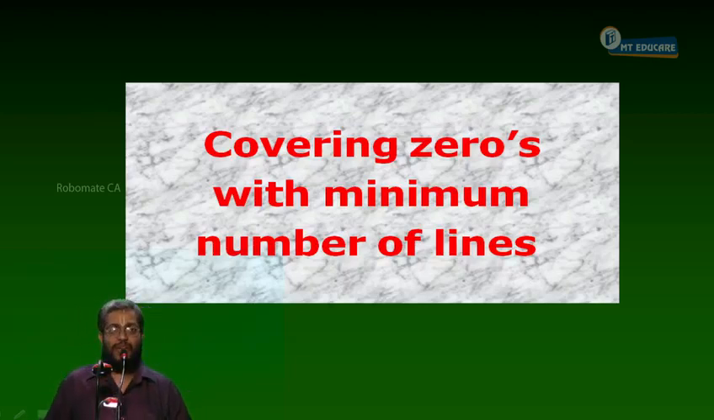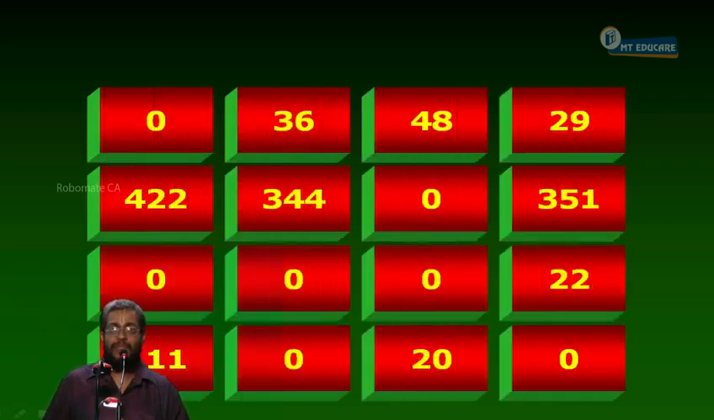Covering zeros with minimum number of lines. Once again the matrix: 0, 36, 48, 29; 4, 22, 344, 0, 351; 0, 0, 0, 22; 111, 0, 20, 0.